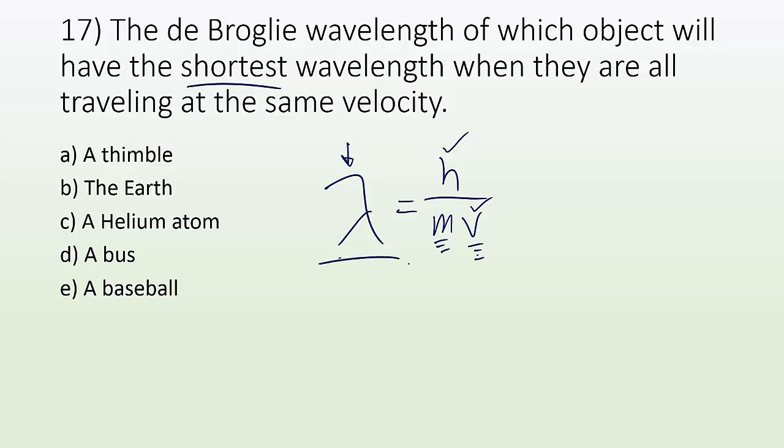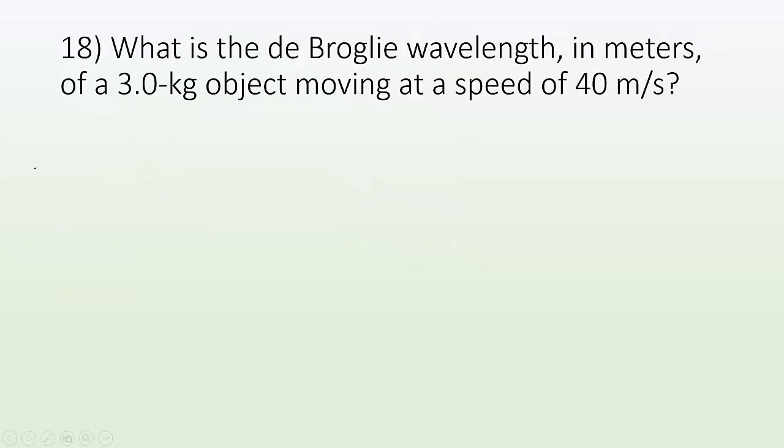And if I want a smaller wavelength, I want a bigger mass because it's in the denominator. So I'm looking for the thing that has the biggest mass, and we got a thimble, the Earth, a helium atom, a bus, and a baseball. So definitely the Earth. It is the biggest thing there.